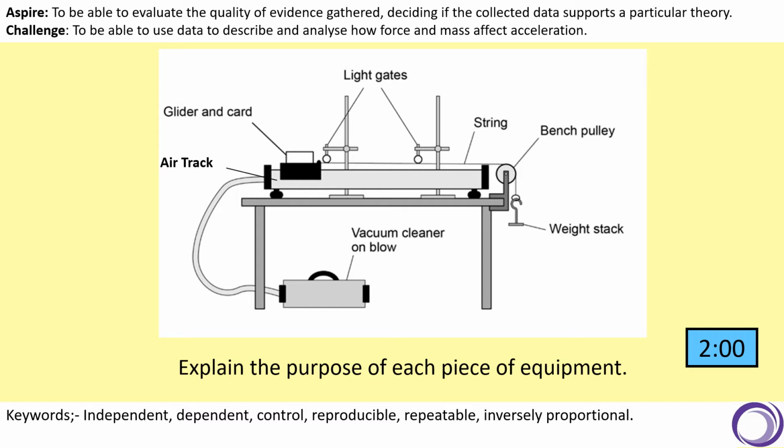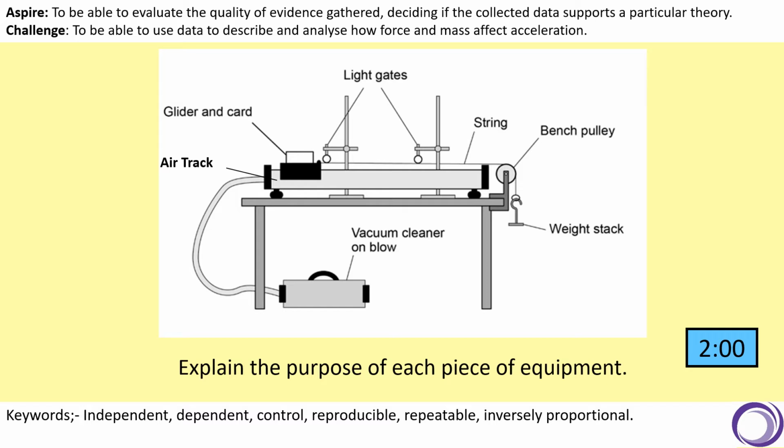We've got the glider, which is the thing that's sitting on top of the air track, and a piece of card. The card is a set distance. The piece of card I'm going to use is going to be 2 centimetres, but I'll talk you through that in the video. The piece of card will go through the light gates, so that will enable the light gates to calculate two velocities and find an acceleration. So the light gates are there to help you find the acceleration.